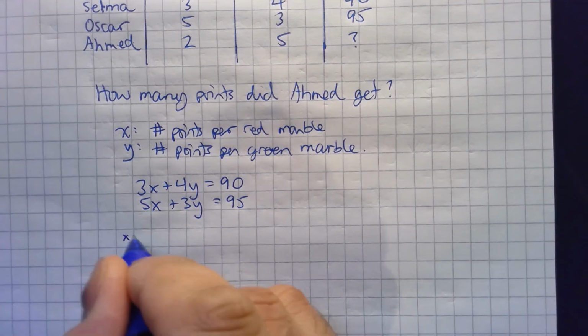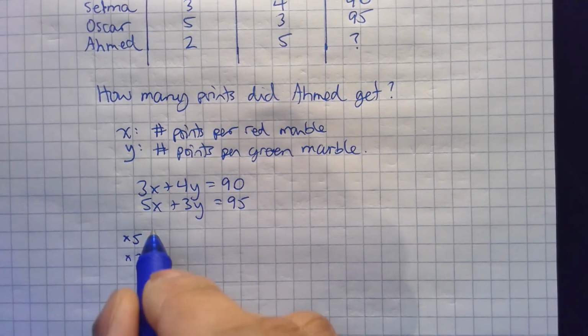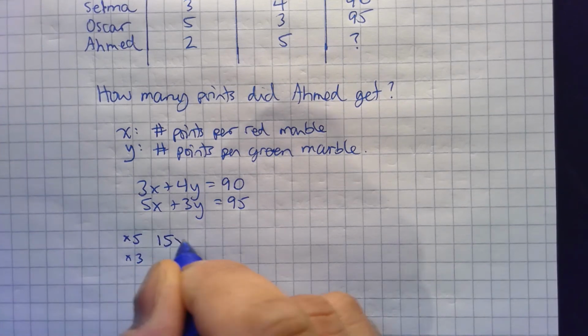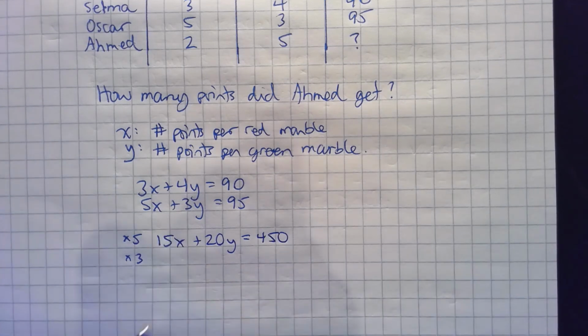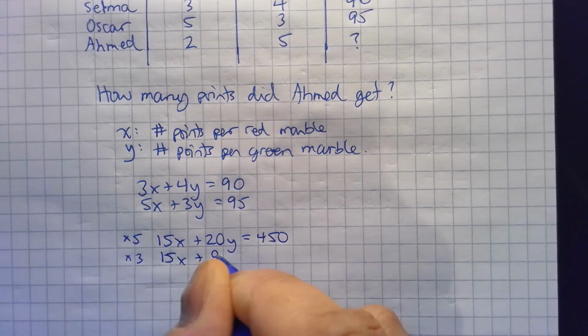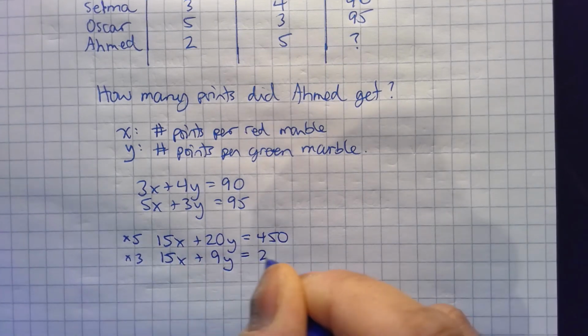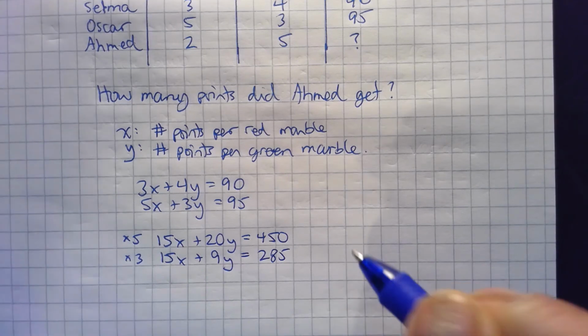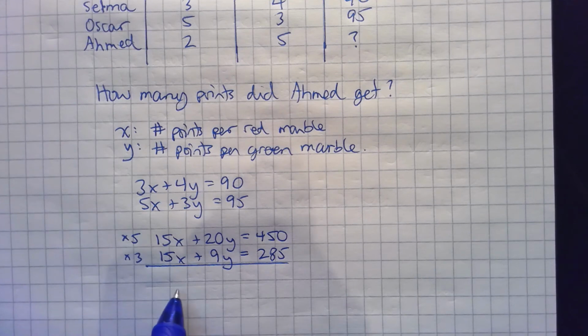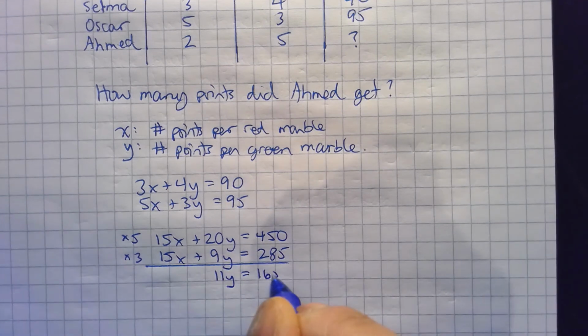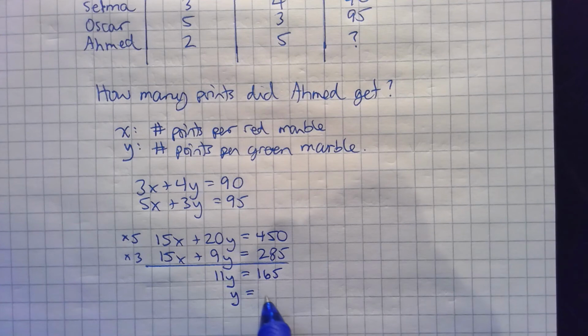I'll multiply the first rule by 5 and the next rule by 3 to give me a 15x plus 20y equals 450. Again, I'm doing this by elimination. And I've got 15x plus 9y equals 285. I'll subtract. The x's disappear. That's the whole point of elimination. The y's gives me an 11y. 450 minus the 285 gives me 165. Divide both sides by 11 and get y is equal to 15.